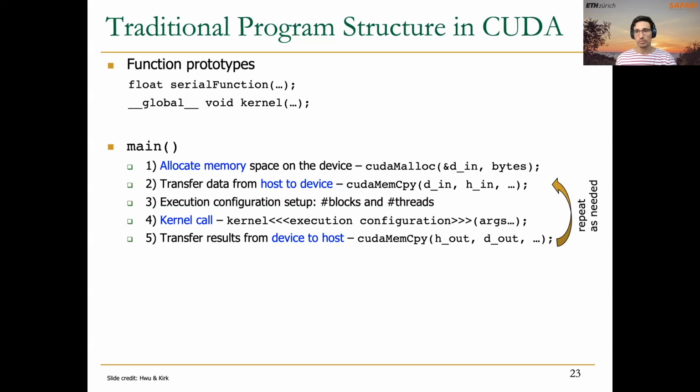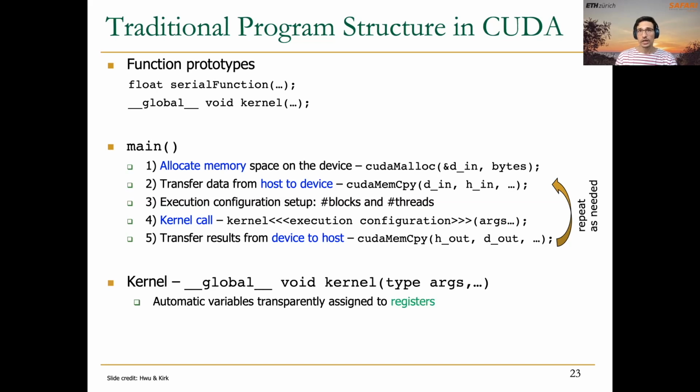Every time that a kernel terminates, the control returns to the CPU. At some point, the CPU might decide to launch a new kernel, offload more computation onto the GPU hardware. It might be the same kernel. There are some programs that are iterative and call the same kernel multiple times, or it might be a completely different kernel.